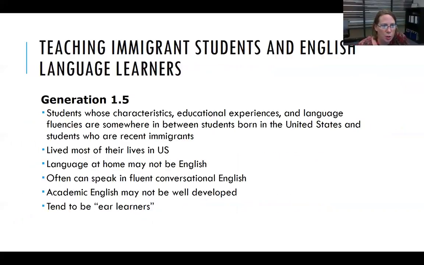Following up on that, Generation 1.5 students have some other characteristics. They have lived most of their lives in the US. The language at home may not be English, but they are often fluent in conversational English because they've been here so long, they've heard a lot of it. On the other hand, their academic English may not be well developed, so this is something that we need to help them with. And they tend to be ear learners, so they tend to learn by hearing what somebody is saying. And so we need to help them find other means of developing, in particular, this idea of academic English, because that's not always picked up by ear.